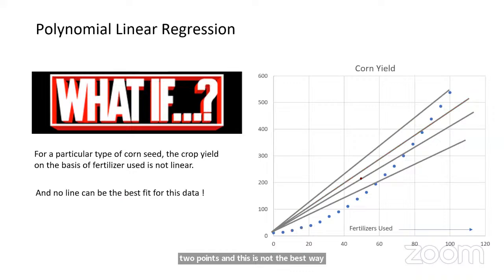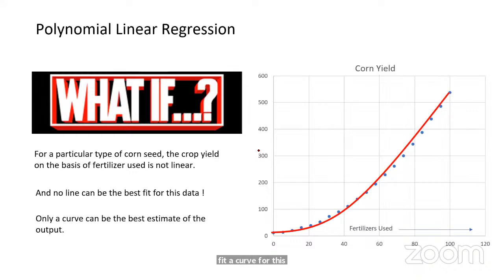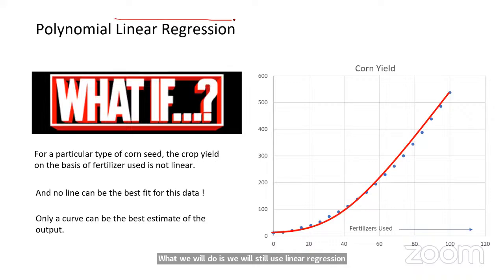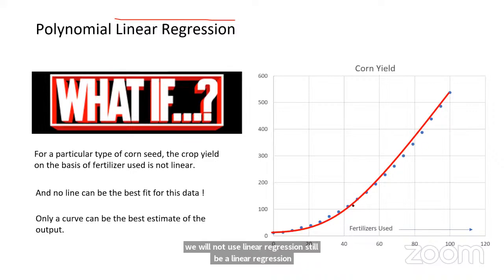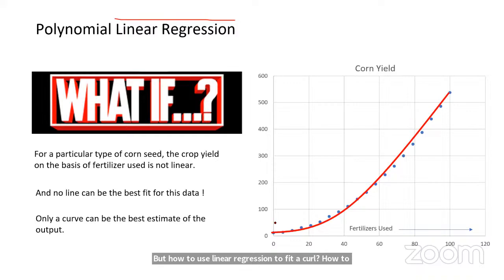So how to fit a curve? No matter what kind of line I draw, I cannot fit a single line, so I cannot use the estimate as a line. I still need to fit this data with a curve. What we will do is still use linear regression. Do not be confused: just because it is not a line does not mean we will not use linear regression. It will still be linear regression, but how do we make an equation of a line such that a curve is fit?